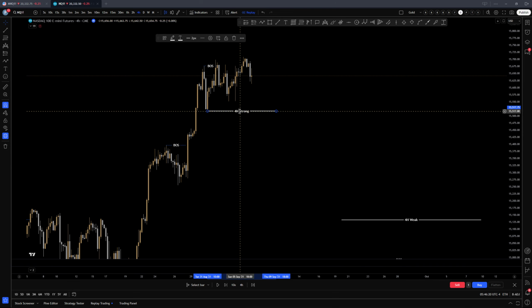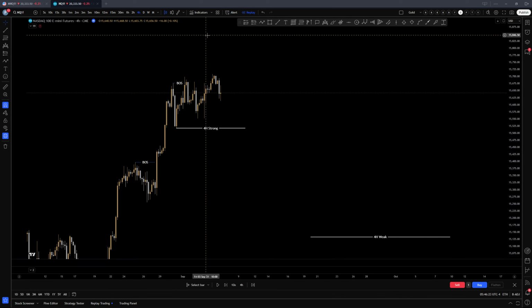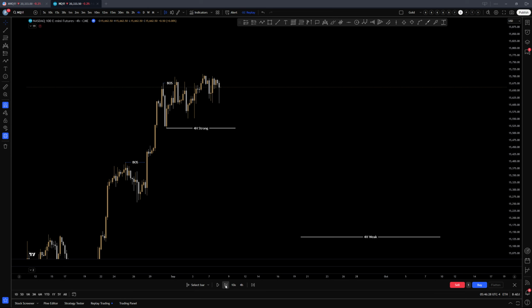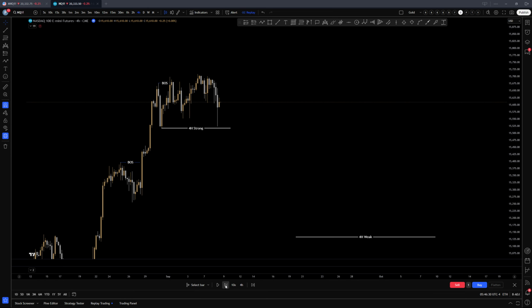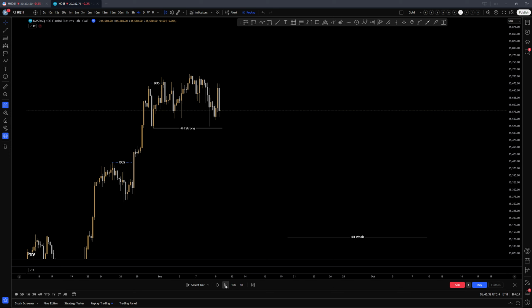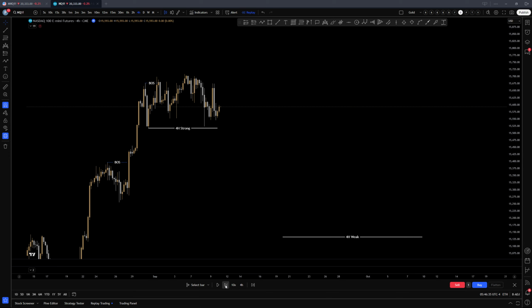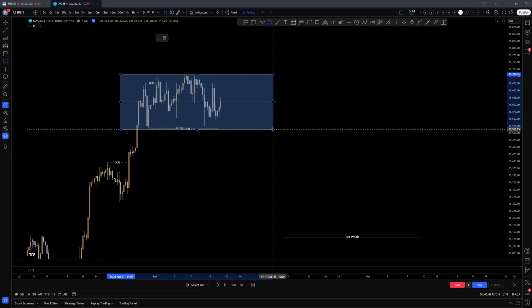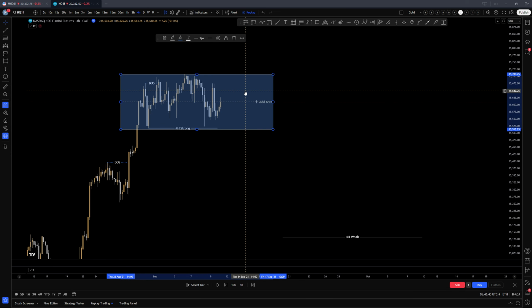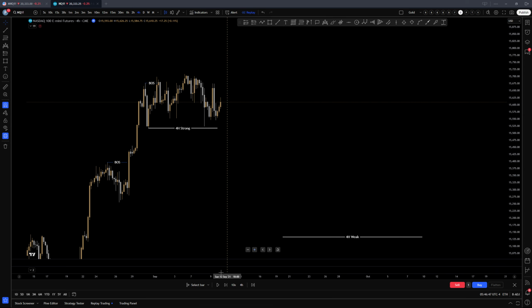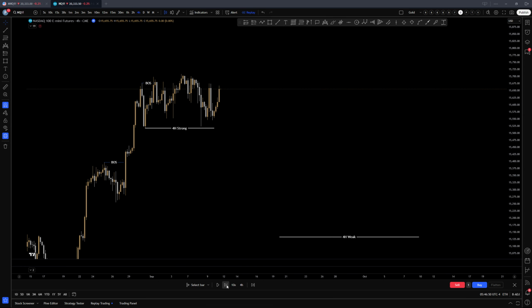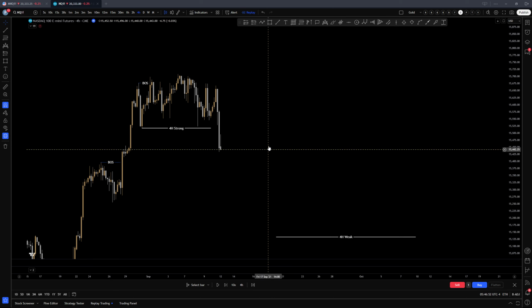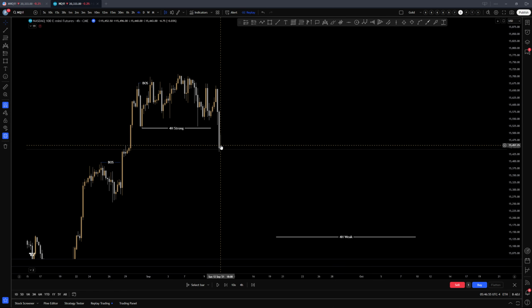Now, what we don't want to see, obviously, is this get broken. Okay, so let's continue forward. Now, we're expecting a pullback, which we're getting. Now, what do you see here? We see an area of consolidation, right? Just a big range at the top here. Usually when you get a range, if you break out of one side of it, you're going to get some kind of probably strong move to one side. And oh, look, what have we got there? We've got a break out to the downside.